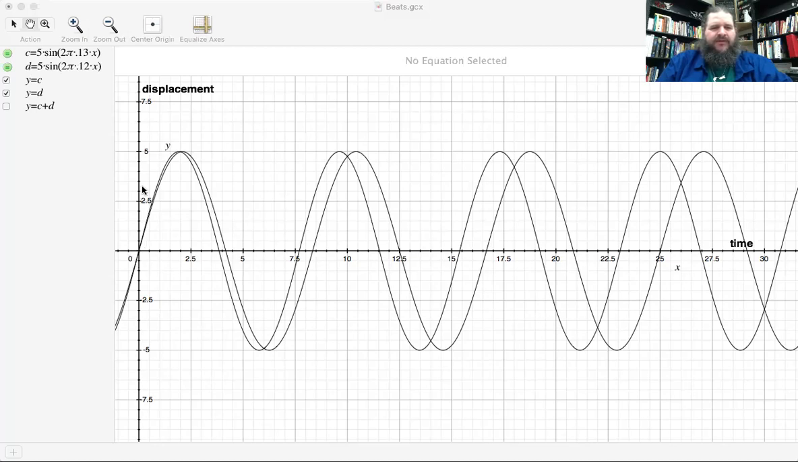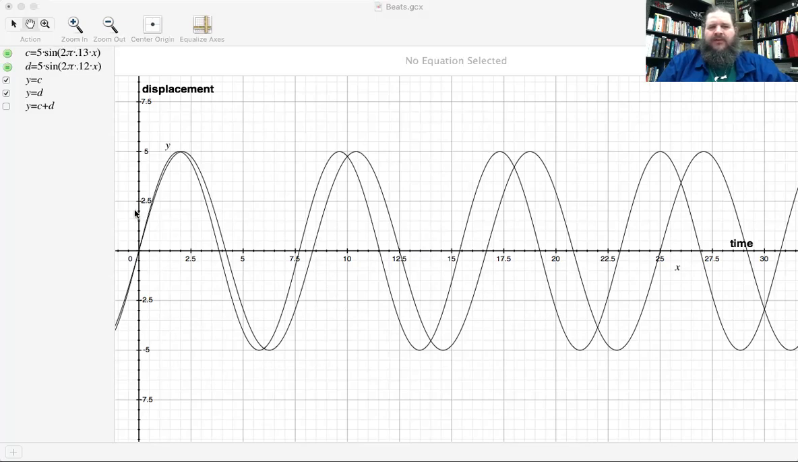One of them looks like about maybe 7.54 seconds to complete a full cycle. The other takes more than that. I guess a little more than 8 seconds to complete a full cycle. So these are going to have different periods, different frequencies. They'll also have different wavelengths, but since this is a time versus displacement graph, we don't really care about wavelength.